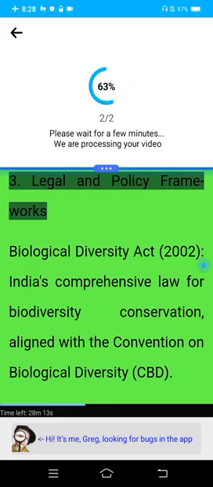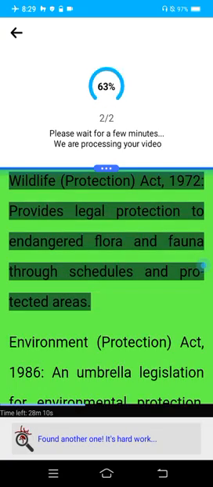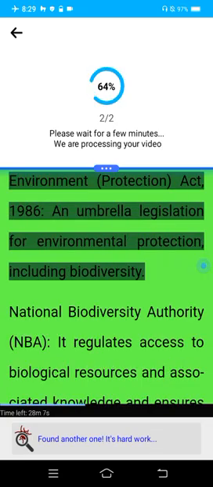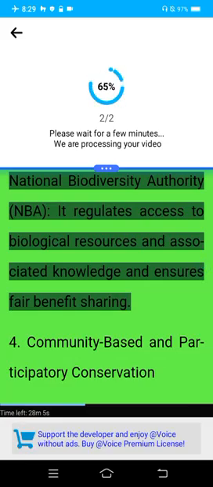3. Legal and policy frameworks. Biological Diversity Act 2002, India's comprehensive law for biodiversity conservation, aligned with the Convention on Biological Diversity (CBD). Wildlife Protection Act 1972 provides legal protection to endangered flora and fauna through schedules and protected areas. Environment Protection Act 1986, an umbrella legislation for environmental protection, including biodiversity. National Biodiversity Authority (NBA). It regulates access to biological resources and associated knowledge and ensures fair benefit sharing.